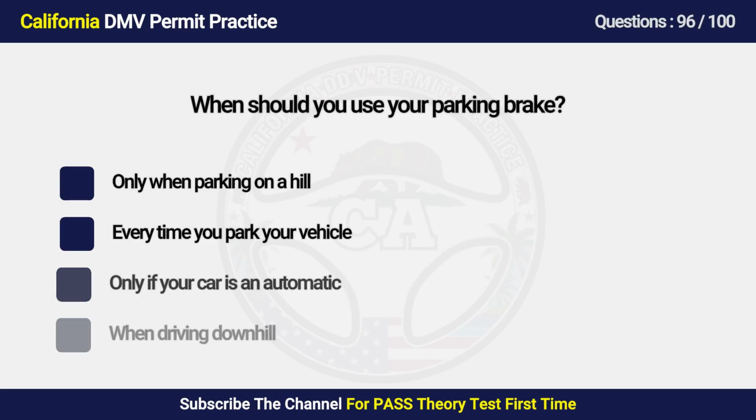Question 96. When should you use your parking brake? A. Only when parking on a hill. B. Every time you park your vehicle. C. Only if your car is an automatic. D. When driving downhill.